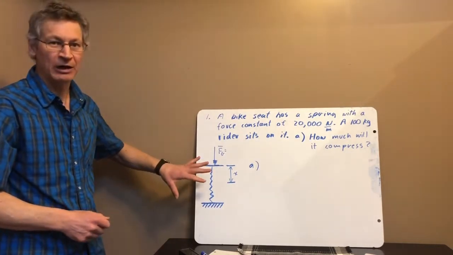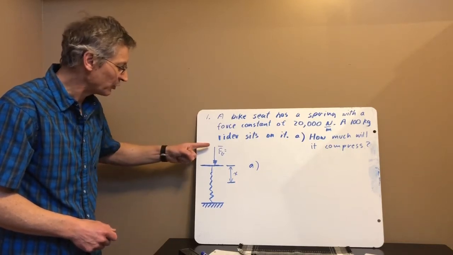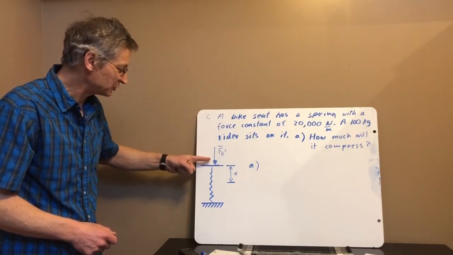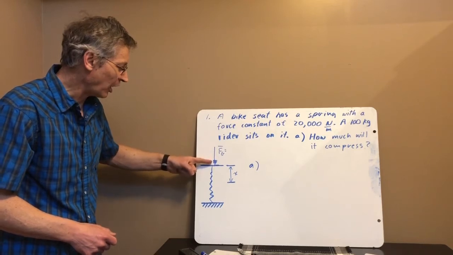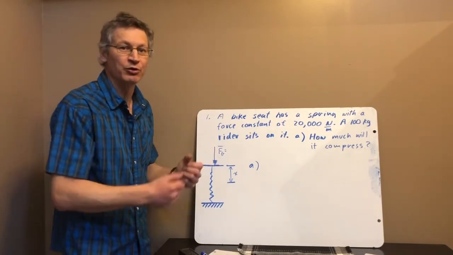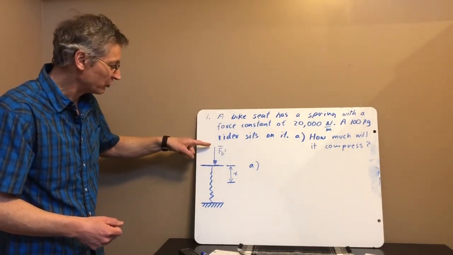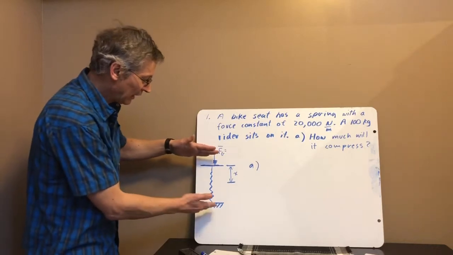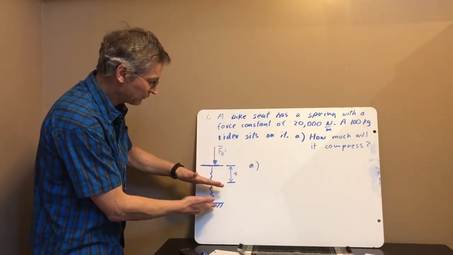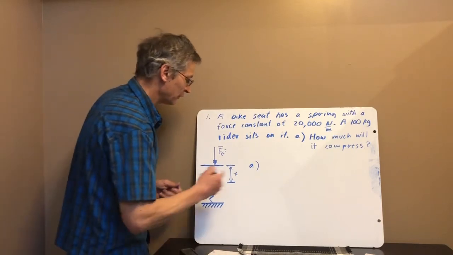Well, here's a diagram of the situation. The rider sits on the spring. They exert a force on the spring that's obviously going to be equal to their weight, the force of gravity on them. So there's some force on the spring, and the spring is going to compress some amount x, and of course that's what we want to figure out.